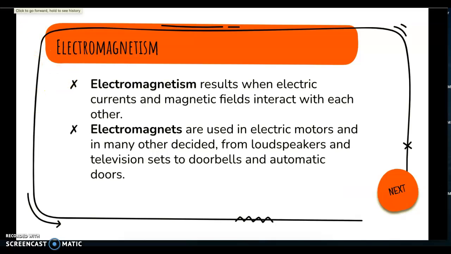Electromagnetism is the result when electric currents and magnetic fields interact with each other. So that's the relationship between electricity and magnetism. That's where they come together. So electromagnets are something that we use in electric motors and other devices, from loudspeakers to televisions to doorbells. So we use electromagnets in our electric motors to use some of these things that we use all the time.